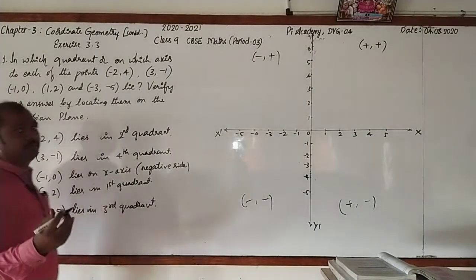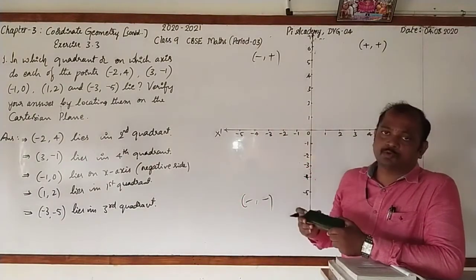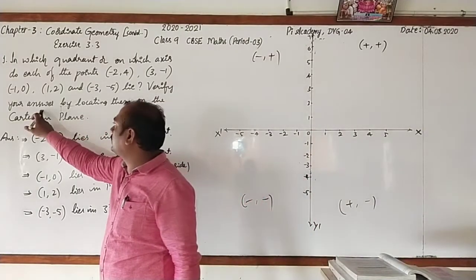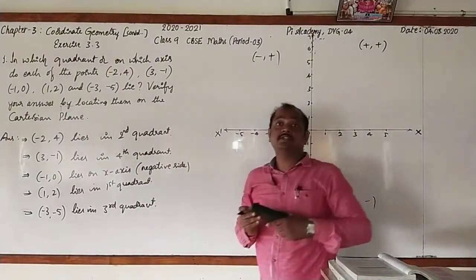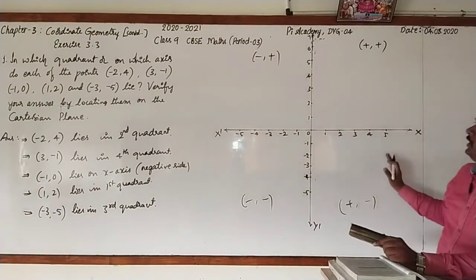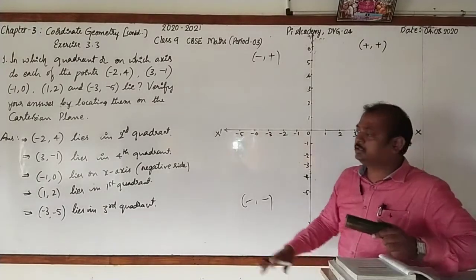Hope that you all have understood this. Now we have answered the first sub question. Let's move on to the second sub question. What is that? Verify your answer by locating them on the Cartesian plane. So in the Cartesian plane, I have already drawn the x and y axis. We are just going to locate the points.